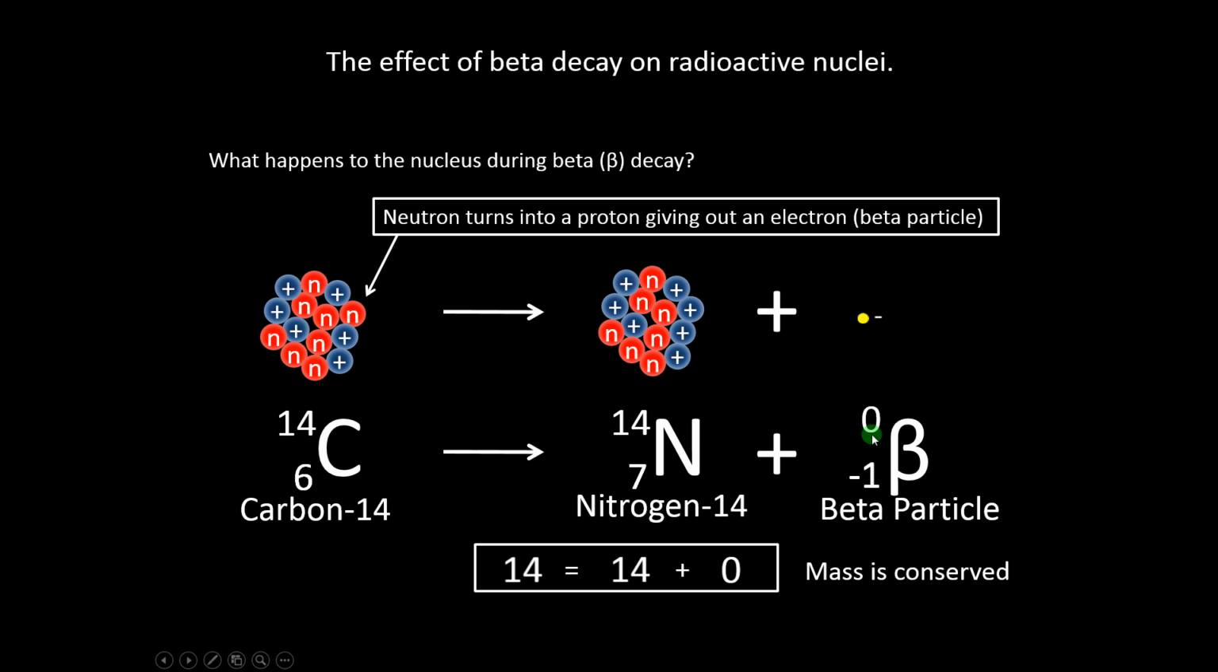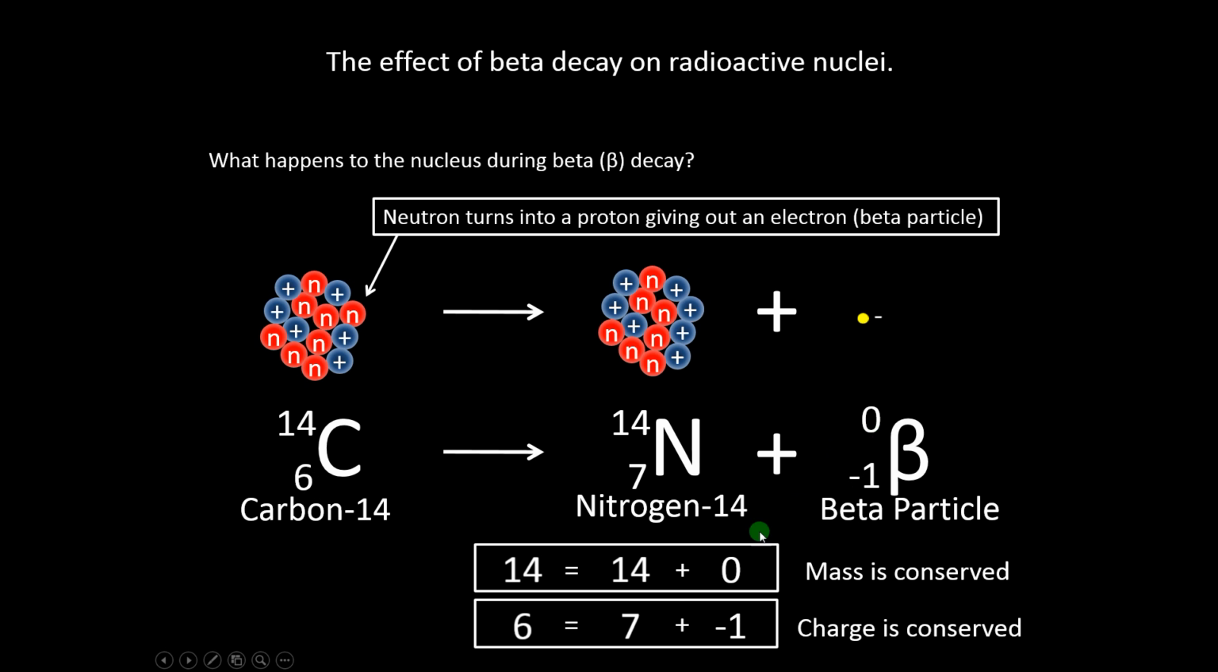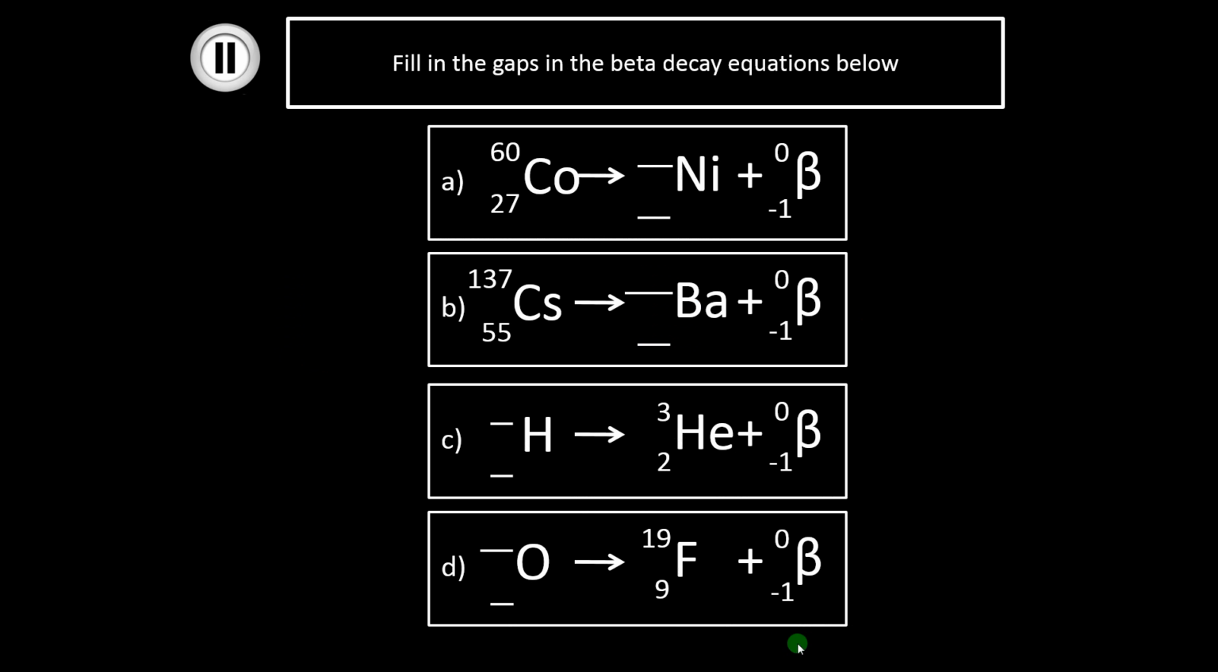14 equals 14 plus 0, and the thing to be slightly careful about here is this bottom one: 6 is 7 plus -1. So remembering that adding a negative number is like subtracting, 6 is 7 minus 1 is basically what we're saying. But the same rules. So provided you remember that the beta particle is 0, -1, this shouldn't be a problem. Okay, same thing again.